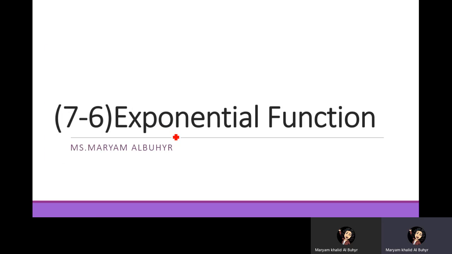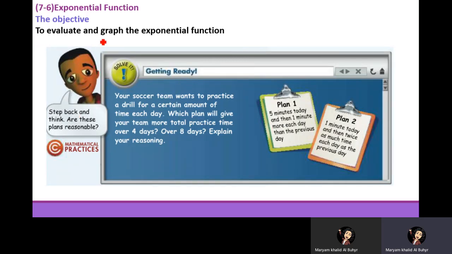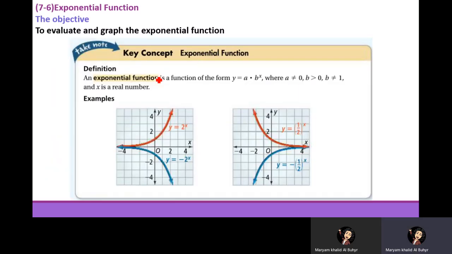So exponential function, we evaluated and graphed the exponential function. We started with the exponential function in this form, y equals a times b to the power x, and we said if this b is less than 1, the graph will look like this, which means decreasing. I'm sorry, it must be like this.